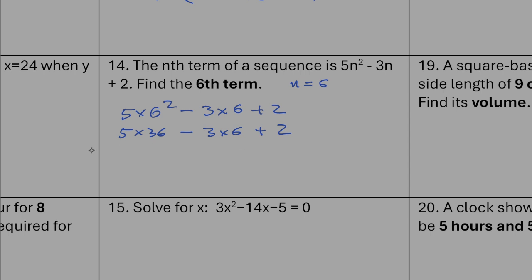I'm then going to do my 2 multiplications for my next step, so 5 times by 36 is going to be 180, 3 times by 6 is going to be 18, and then plus 2. Then I do my addition and subtraction in the order that they appear. So I'm going to do 180 take away 18 next. So 180 take away 18 is going to be 162. Plus 2 is going to give me 164.